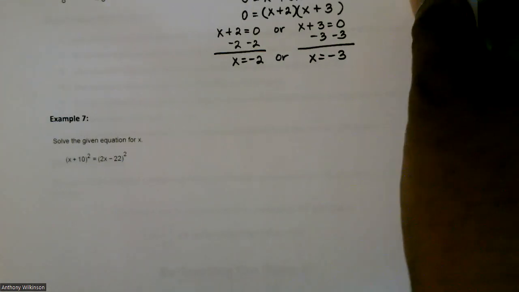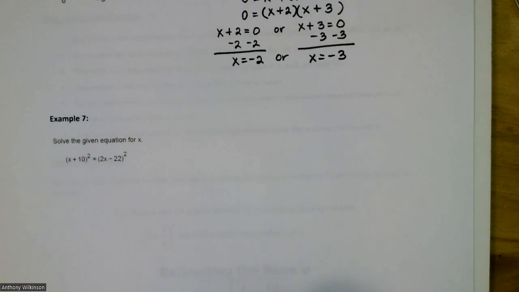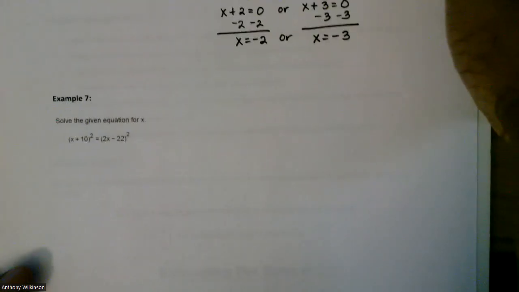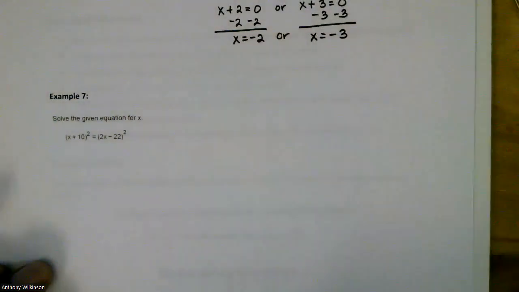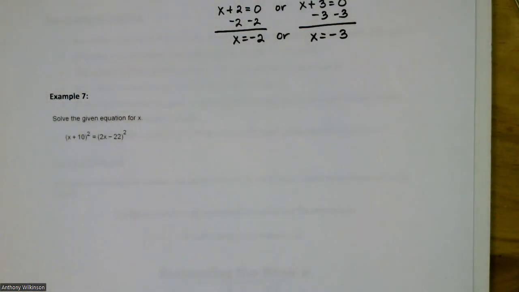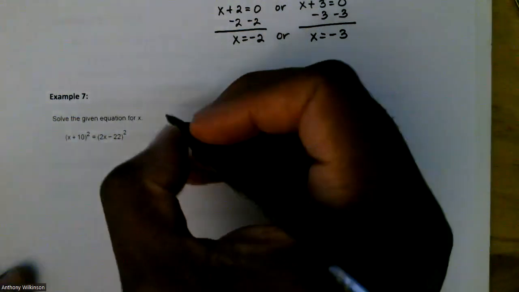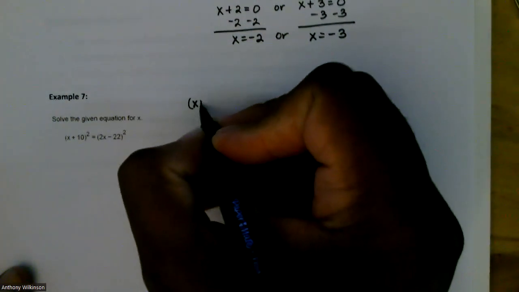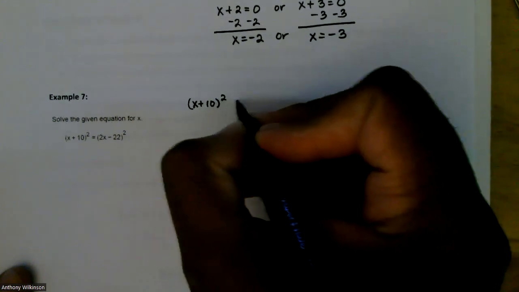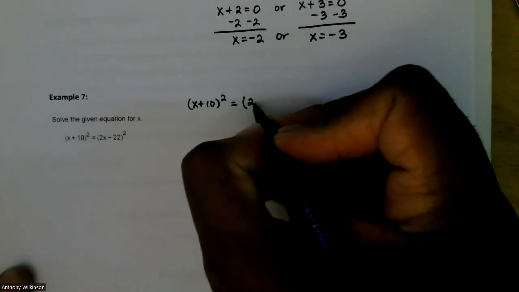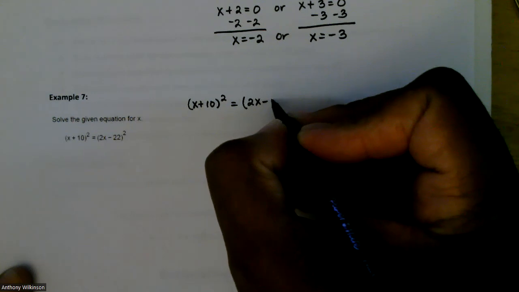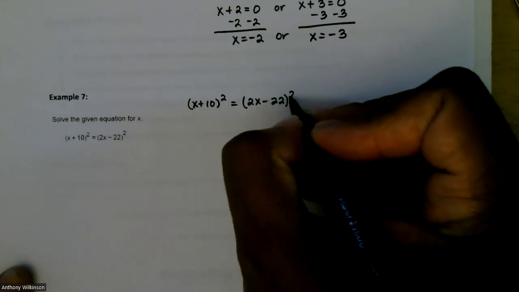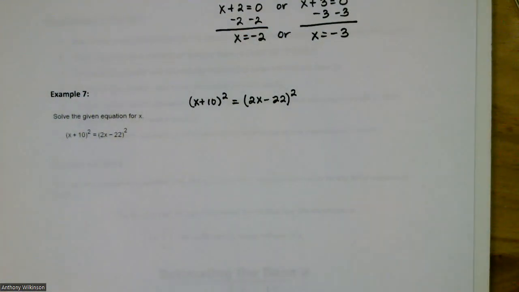All right, now let's take a look at this equation right here. Here we're going to solve this given equation for x. Here I got x plus 10 quantity squared equaling 2x minus 22 quantity squared. All right.